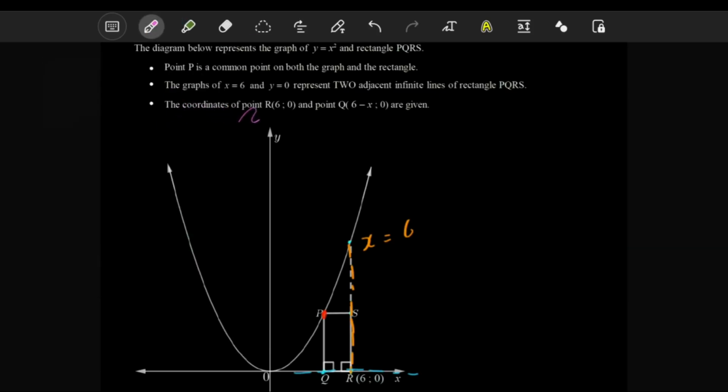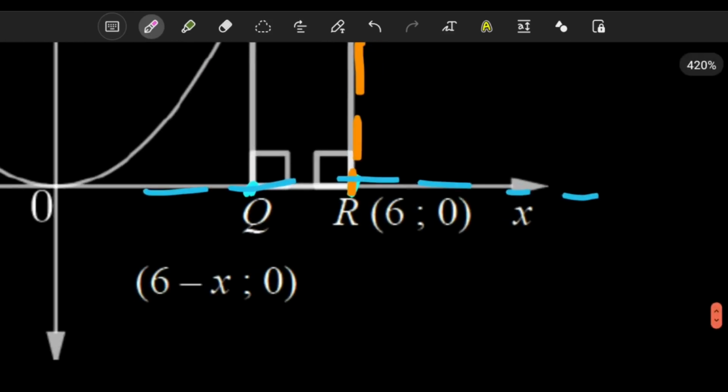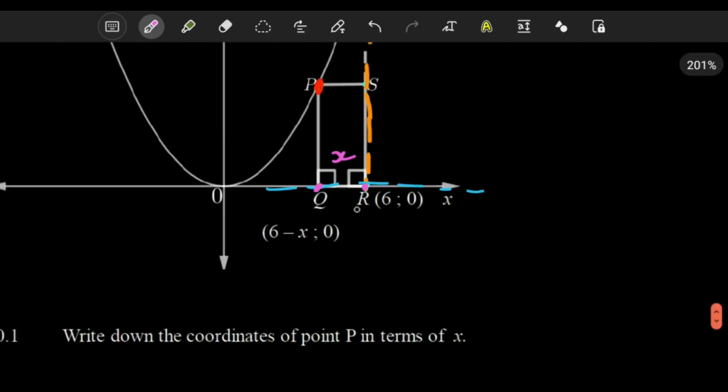And then they said here the coordinates of point R, which is here, and point Q, which is over here, are given. So they're basically telling you that the x value of Q is obviously going to be 6 minus x, which technically just means that the distance between Q and R is always x, because 6, which is the whole thing here, minus x is what's going to give you the x value of Q. So do not forget that.